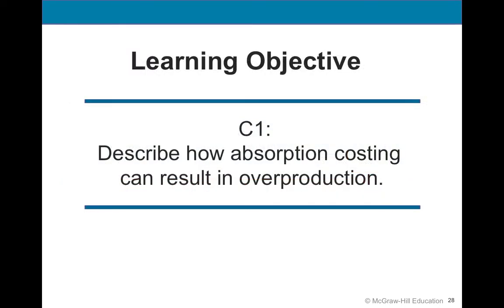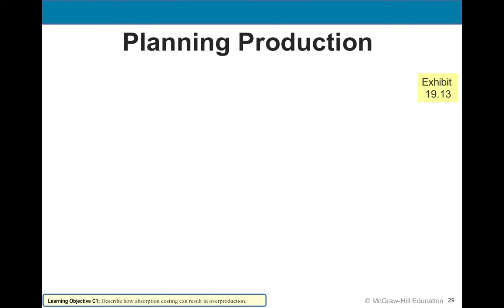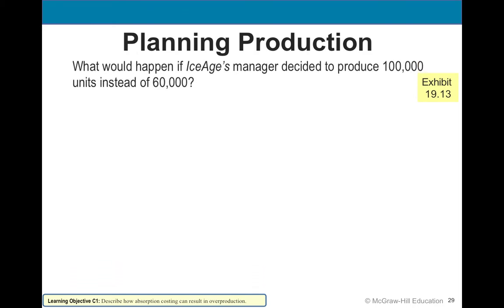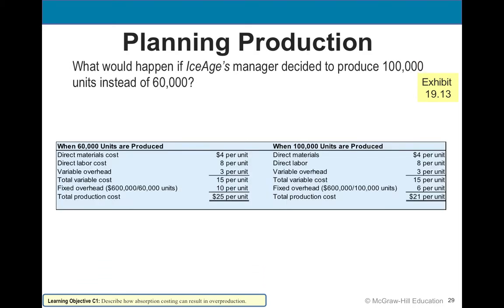Sometimes, absorption costing can lead to overproduction. Okay, it's about 100,000 units instead of 60,000. Again here, if you notice, the more you produce, the cost goes down because of the fixed overhead. 600,000 over about 60,000 units. Well, now if you're producing more, 600,000 is divided by more units, which leads to a lower cost here. It's called economies of scale as you spread it out.